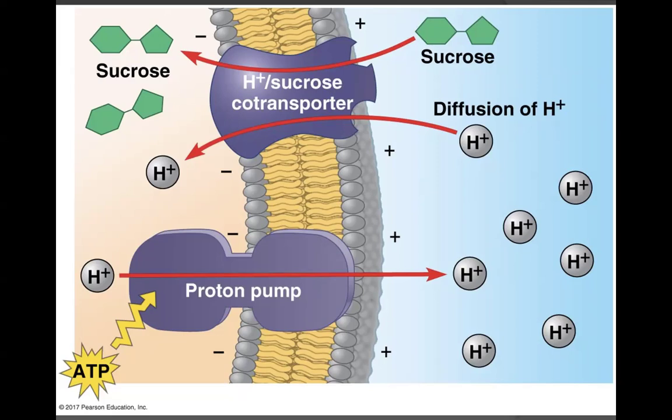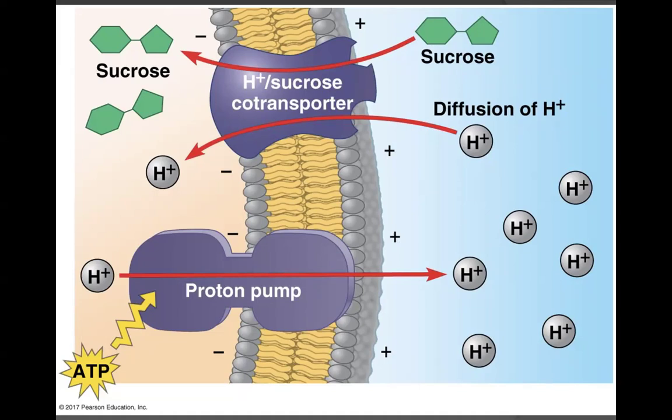A good example of how this becomes important is looking at the proton sucrose cotransporter. This cotransporter will take advantage of the concentration gradient that exists because of that proton pump. So things are going to want to go from an area of high to low passively. As a result, once that concentration gradient is created by the proton pump, these protons are going to want to flow from high to low back into the cell.